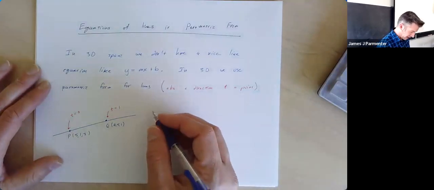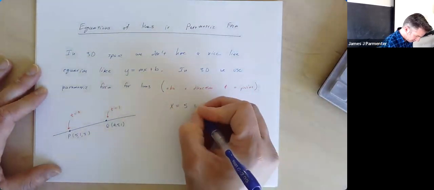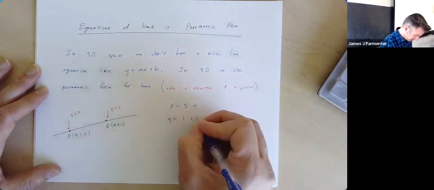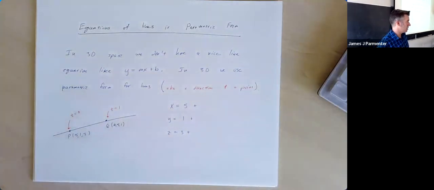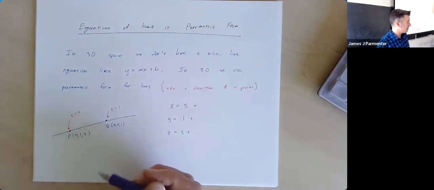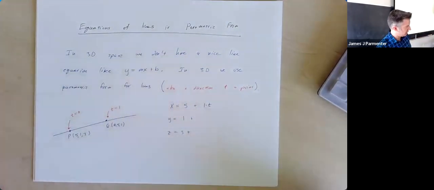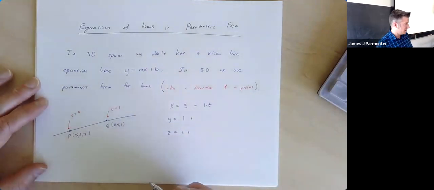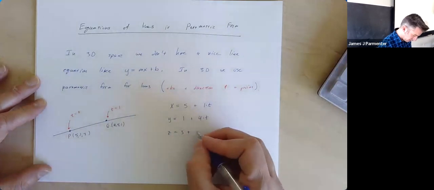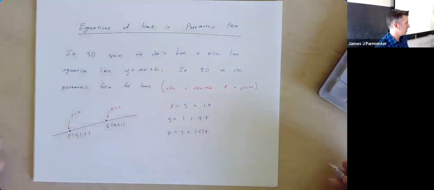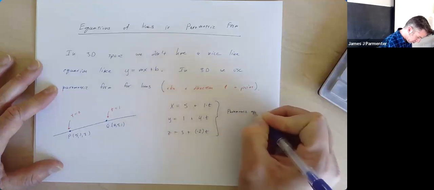Well, at time equals 0, I want to get the point (5, 1, 3). So I know I'm going to have x equal to 5 plus something, y equal to 1 plus something, and z equal to 3 plus something. And the something is how much they move over in 1 second. So in 1 second, the x coordinate increases by 1, so I want to have 1 times t. Because when t is 0, x will be 5, and when t is 1, x will be 6. And the y coordinate increases by 4 in 1 second, so I'm going to have 4 times t. And then the z coordinate decreases by 2, so I'm going to have plus negative 2 times t, which I would probably just write as minus 2t. So this is our parametric equation for the line.